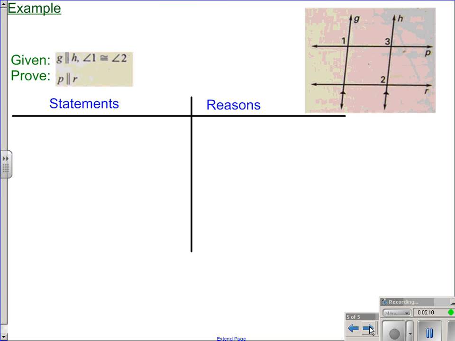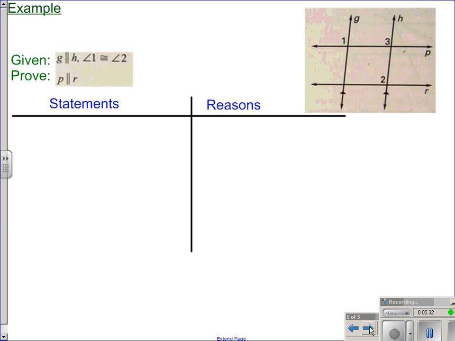All right, so I mentioned earlier, we're going to be doing proofs with some of this stuff. So let's take a look at this one. Go ahead, hit pause, try this on your own, see if you can make all the connections to prove that line P is parallel to line R. Okay, I hope you got it.